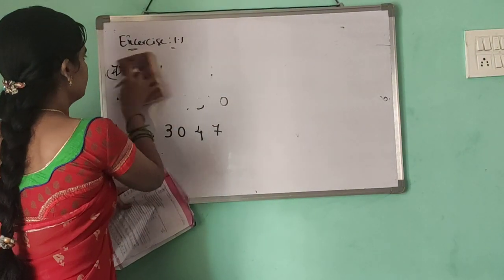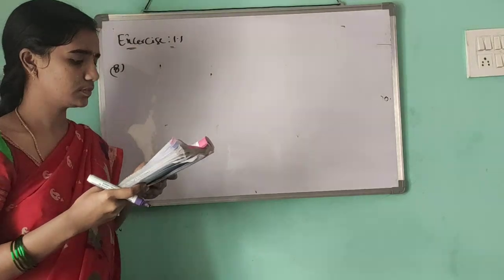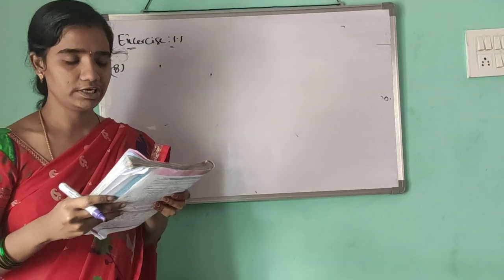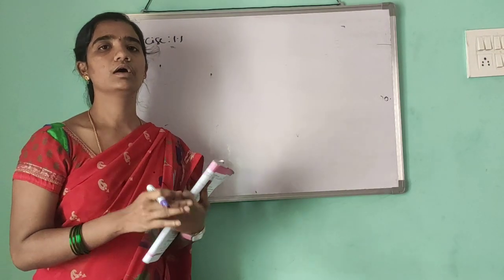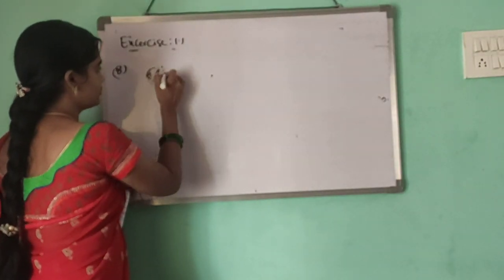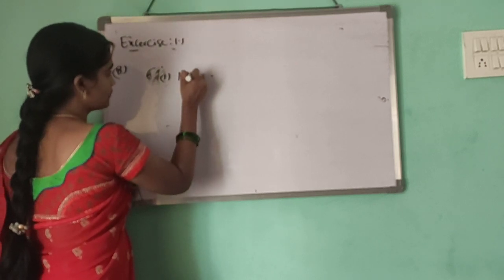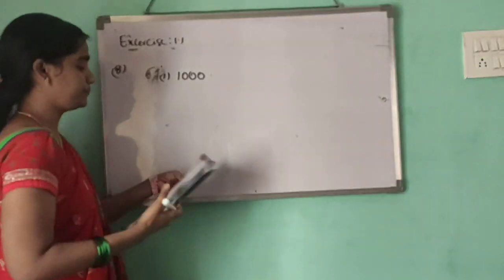Go to the 8th one. Write the smallest 4-digit number. We know the smallest 4-digit number. The answer is 1000. The smallest 4-digit number is 1000.